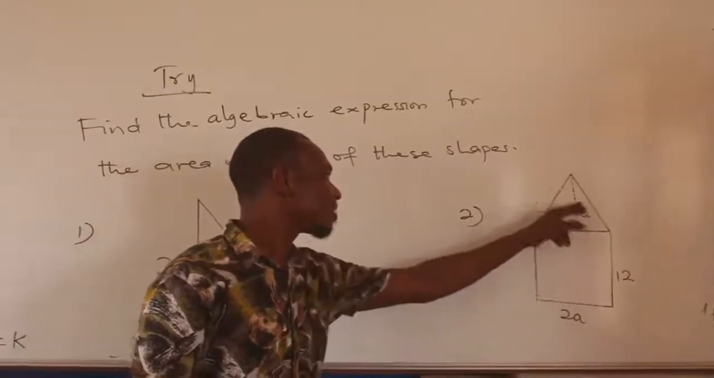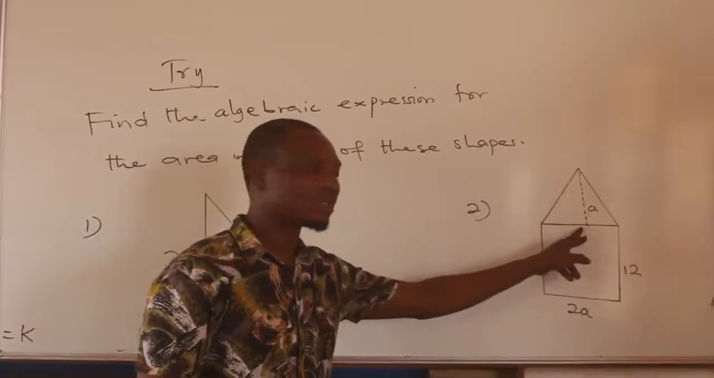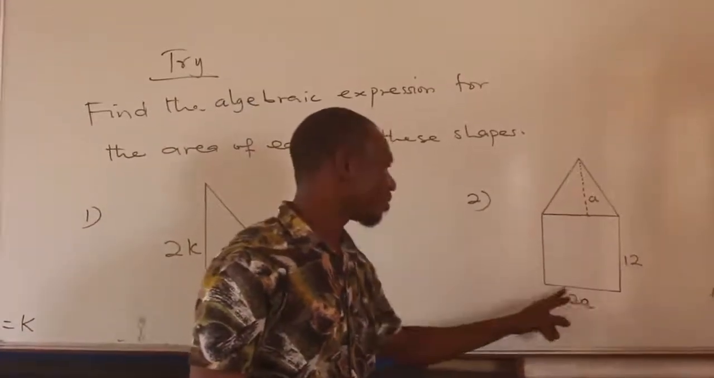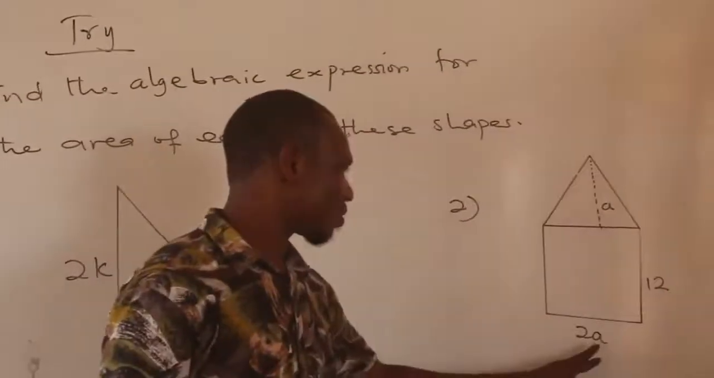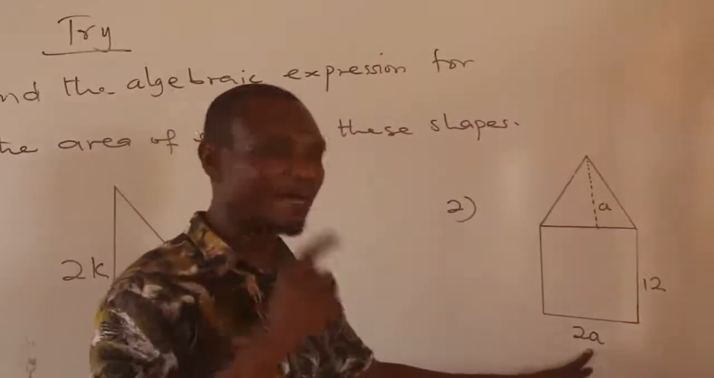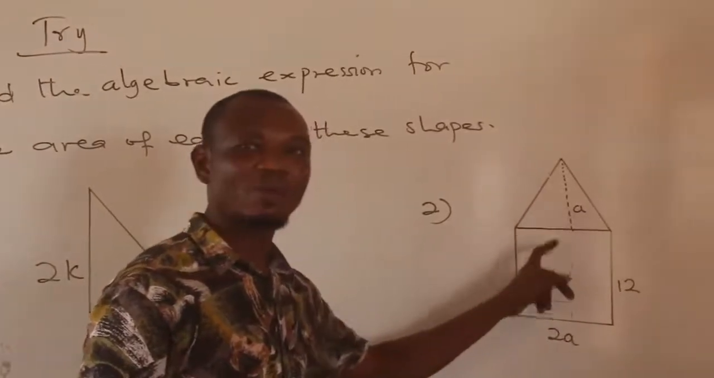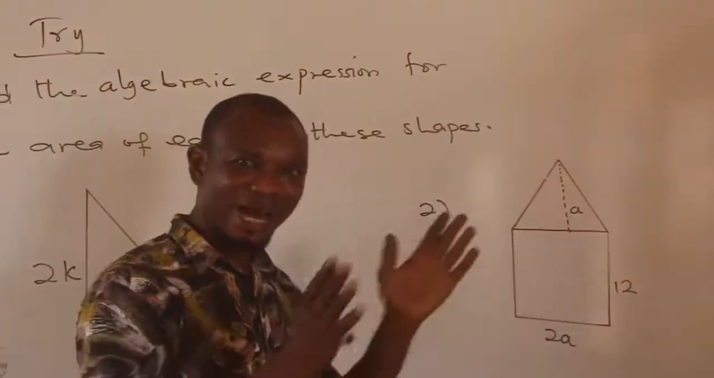The rectangle is drawn in such a way that the base was down. So we have the height, which is A. The height is the middle. The triangle, the height is the middle. And then the rectangle, the length is 12, and the breadth is 2A. So note here, it means that we have a triangle and a rectangle. So you have to find the area of the triangle and the area of the rectangle. Then you add them together.